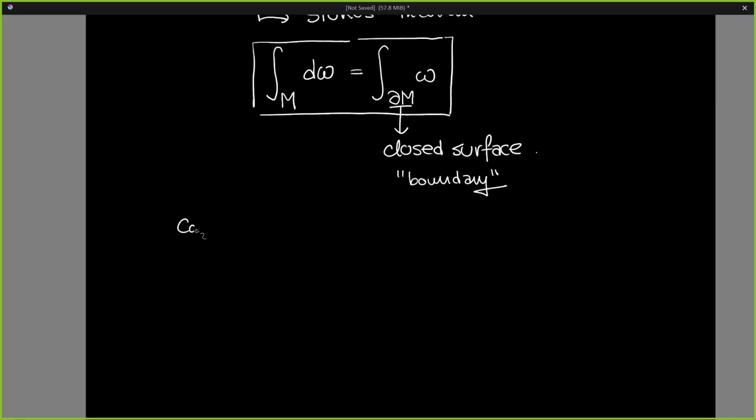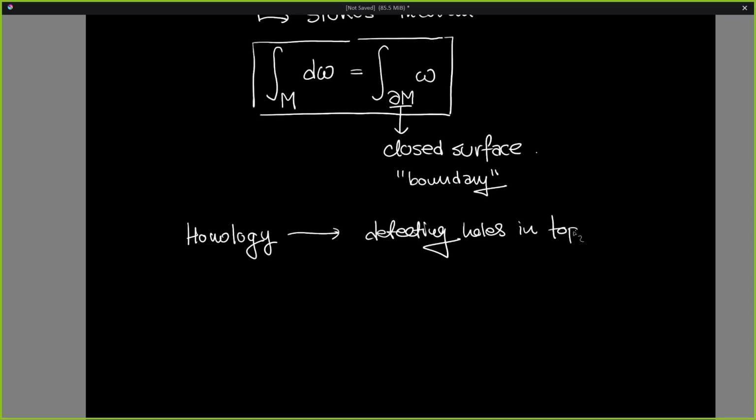So cohomology. In fact, let me say it like this: homology is about detecting holes, detecting holes in topological spaces in general. You don't need a manifold, you just need a topological space.